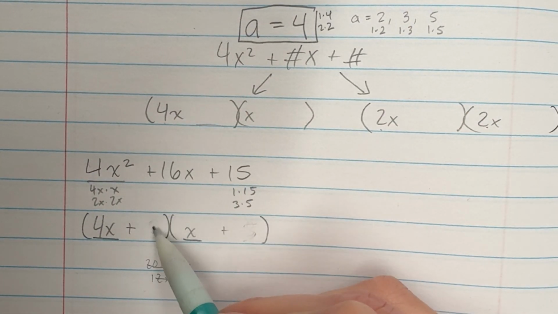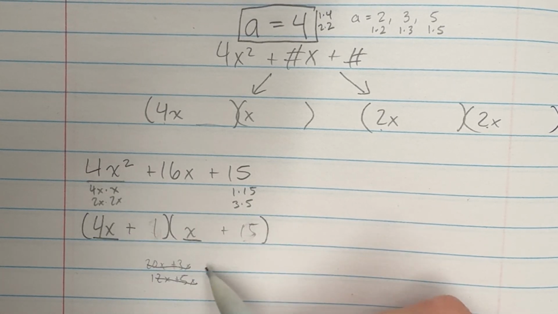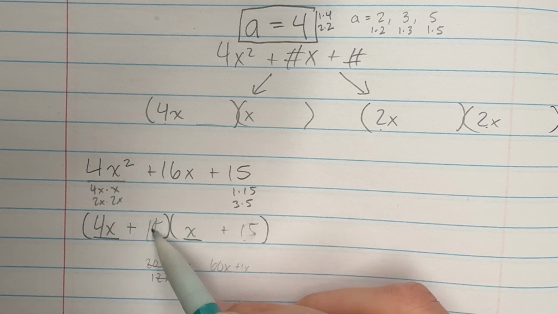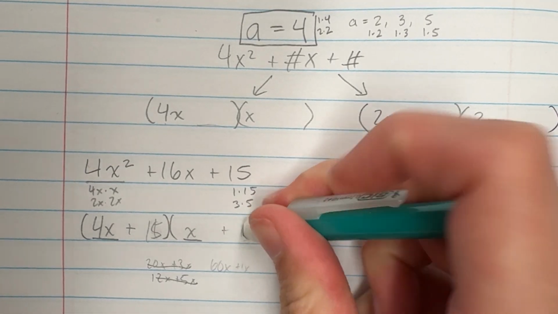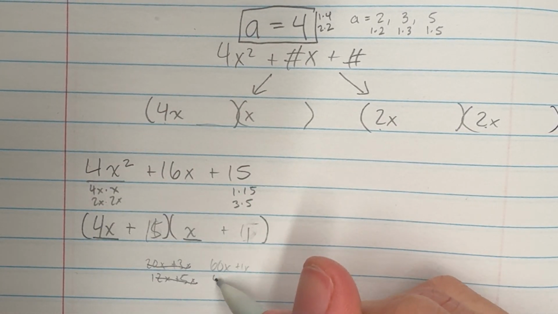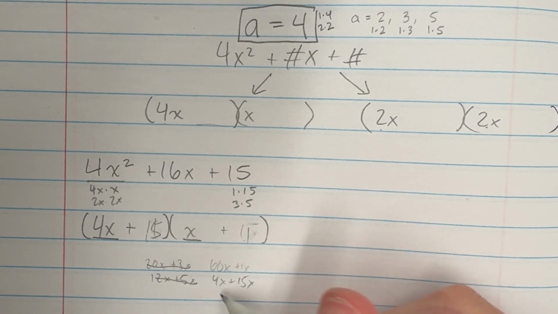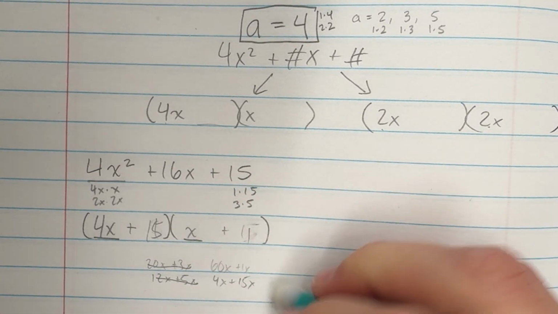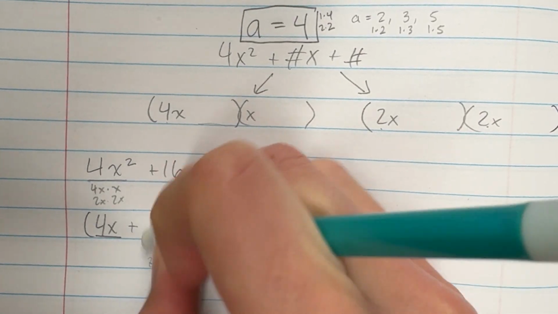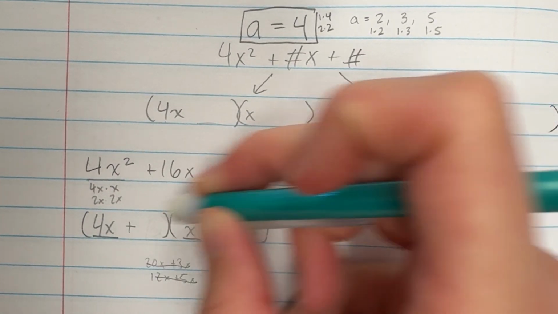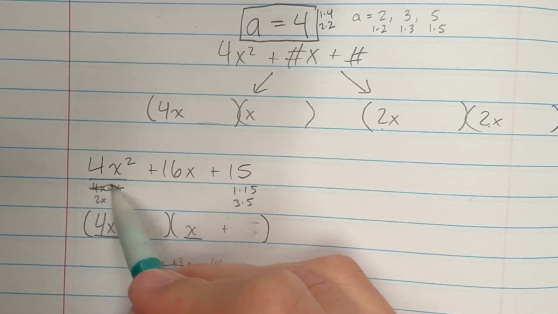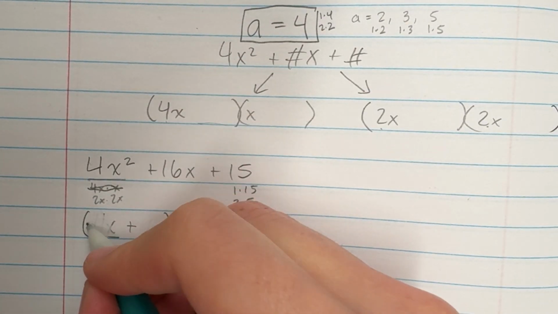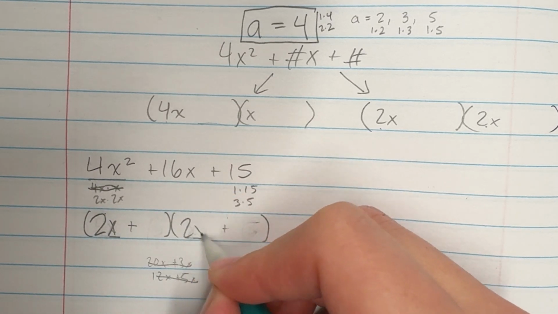And then if I try 1 and 15, 4 times 15, that's 60x plus 1x, that's definitely not 16. If I put the 15 here and the 1 over here, 4 times 1x, that's 4x plus 15x. No. So look, I actually tried all the possibilities with 4x and x, and none of them got me that 16. So now I'm going to realize, oh, you know what? This didn't work. I tried all the possibilities. So now I'm going to come back and say, well, maybe this isn't 4x and x. Maybe it's 2x and 2x.